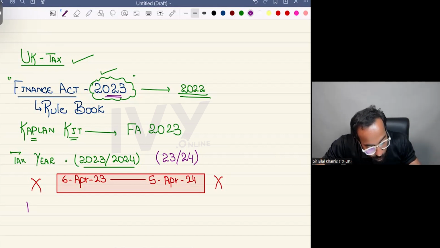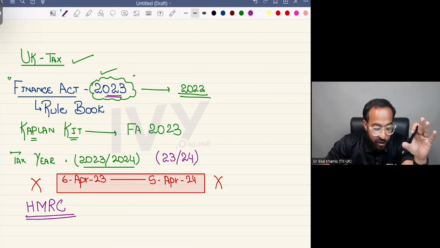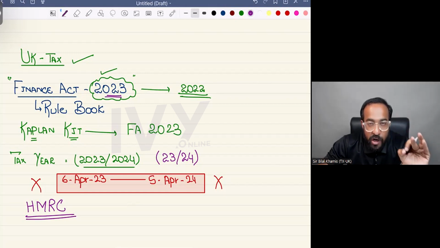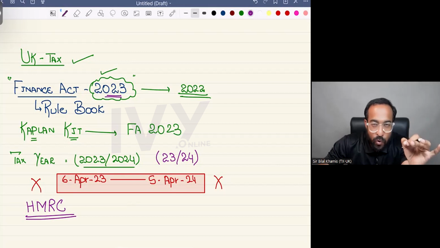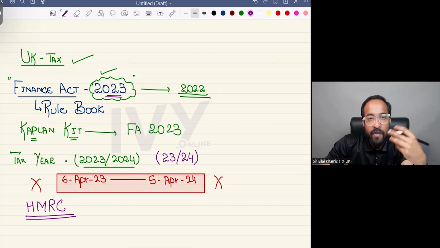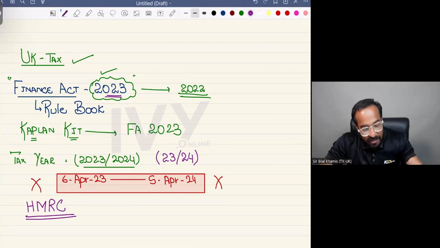The last point which is very important to understand is HMRC. This is the word I will be using throughout my lectures. H for Her, M for Majesty's, R for Revenue, C for Customs. Her Majesty's Revenue and Customs. What does it do? The function of HMRC is that it deals with all the tax-related affairs in the UK, such as who has paid the payment, who has not paid yet, the fines, the penalties, the deadlines, the collection of tax, etc. This is the government body which deals with tax matters. So that's HMRC, right?